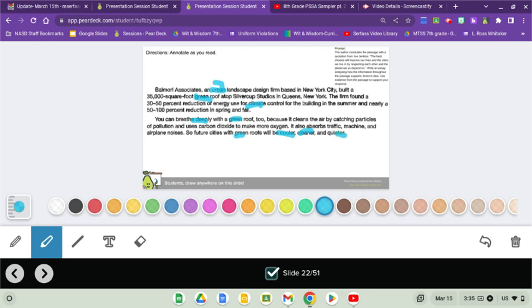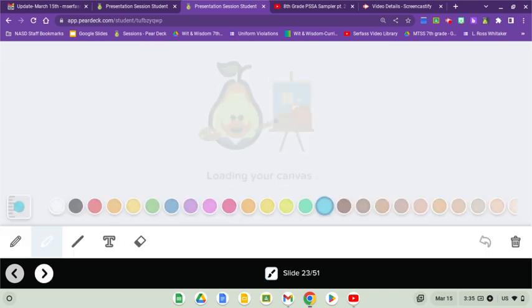Stormwater. Take a moment, pretty please, and make sure that you have your adjectives, or in the one case with deeply, your adverbs highlighted, please. Nice work. Slide 23.